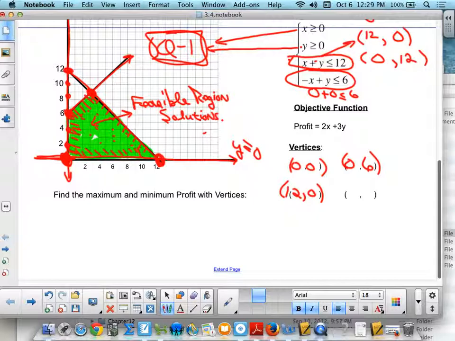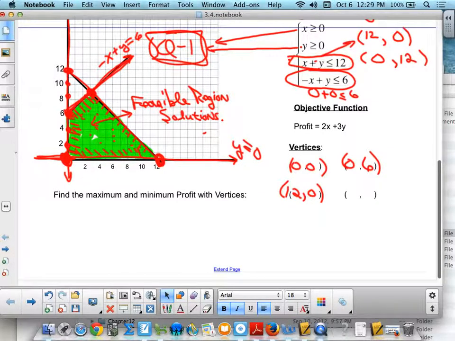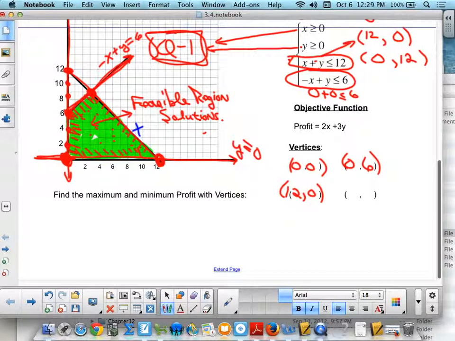Well, first of all, what line is this? That line right there happens to be negative x plus y equals 6. This line right here happens to be x plus y equals 12. How are you going to know where that line and that line intersect? Yeah, the elimination. Negative x, positive x. Elimination on this one.